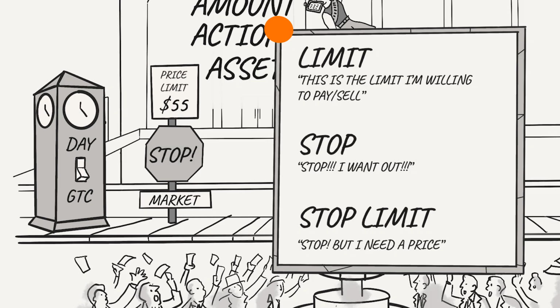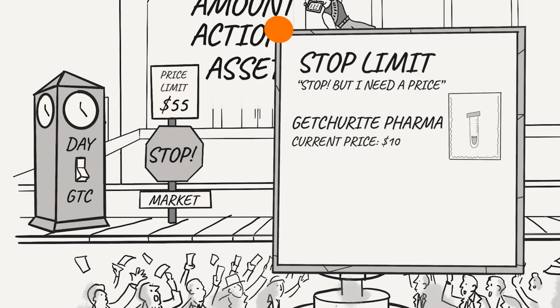Let's go back to the Get You Right Pharma example. Previously, I placed a stop at $5. When that triggered, it became a market order. Instead, I could place a stop limit. So when the stock traded down to $5, it would become a limit order. So let's say I place a stop limit with a stop price of $5 and a limit price of $3.